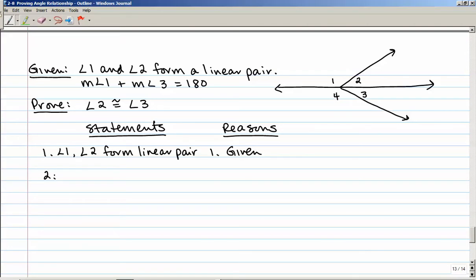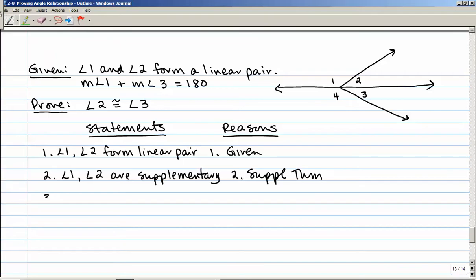Step 2. If two angles form a linear pair, then we know from one of our theorems that we learned in part 1 that they are supplementary. So angle 1 and angle 2 are supplementary. And that was called the supplement theorem. The supplement theorem says that if two angles form a linear pair, then they are supplementary.